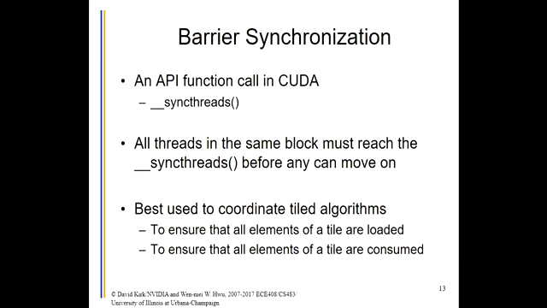As a review, it is an API function in CUDA, and all the threads in the same block have to reach the sync threads before anyone can move on. And this brings in a very important part of the semantics of sync threads. The barrier synchronization is a tricky thing, because everyone is supposed to reach that point before anyone can move on. But if you're not careful, if one of the parties that you're waiting for never showed up, you could end up waiting forever. And it's hard to second guess whether this person is going to show up or not.